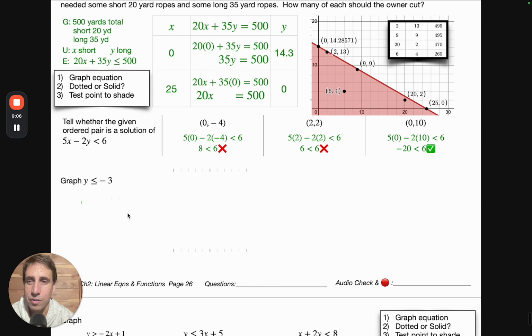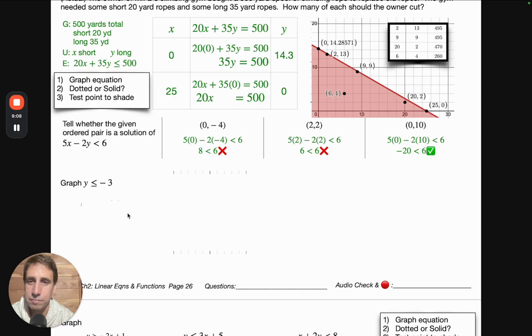Alright, next. Graph y is less than or equal to -3. So again, we're going to do the 3-step process. We're going to first graph the equation version. We'll figure out if it's dotted or solid, and then we'll do a test point to shade. Alright, so graph.